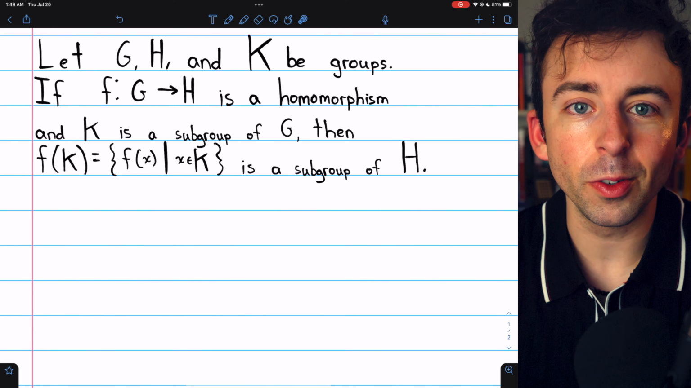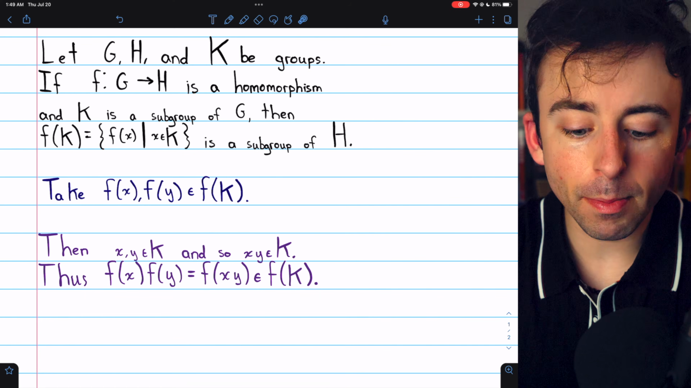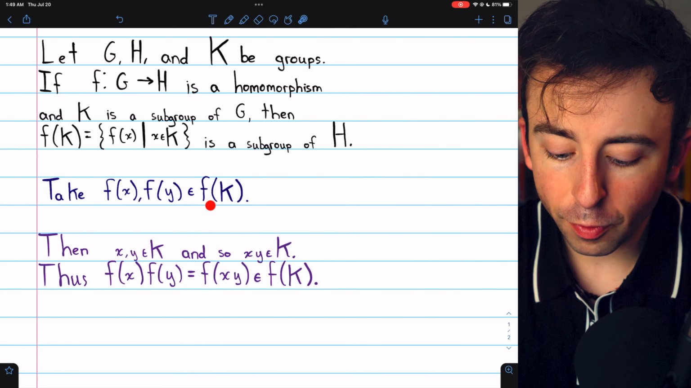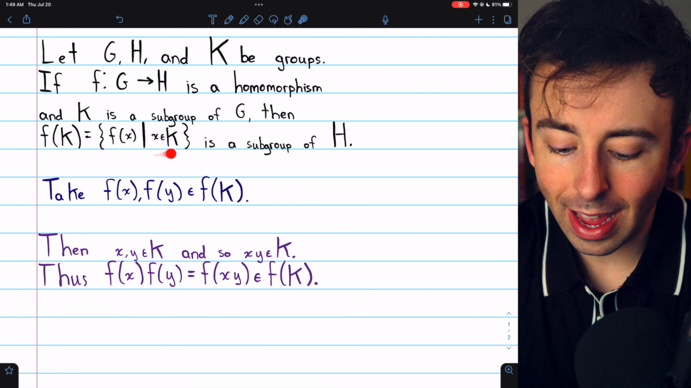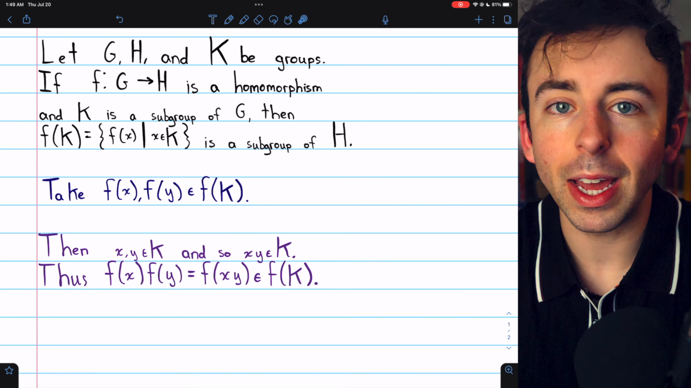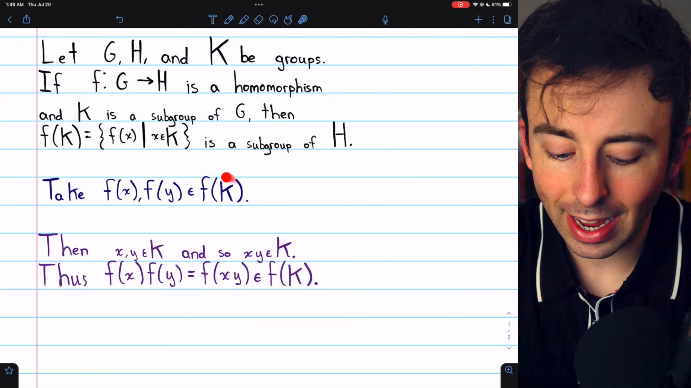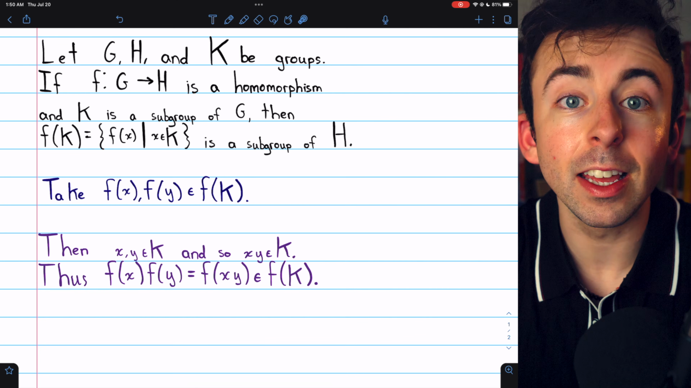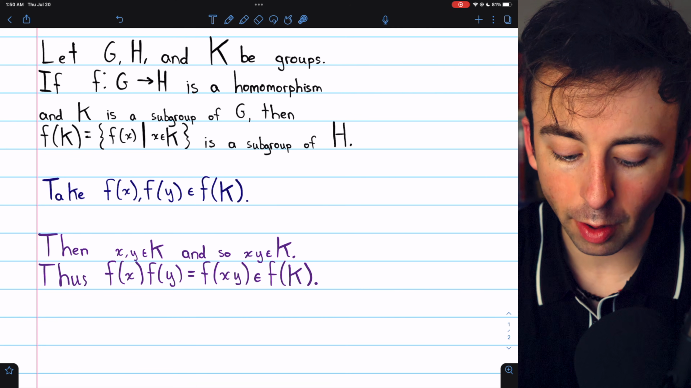It's quite easy to prove, so give it a try yourself. I'll show you how to do it now. We begin by taking two arbitrary elements, f(x) and f(y), from the range f(K). Remember, f(K) is just the set of all values f(x), where x comes from that subgroup K. First, we need to show that this set is closed. So if we take these arbitrary elements and compose them, we will get something that's also in f(K).